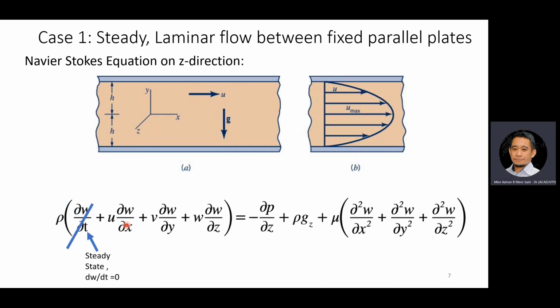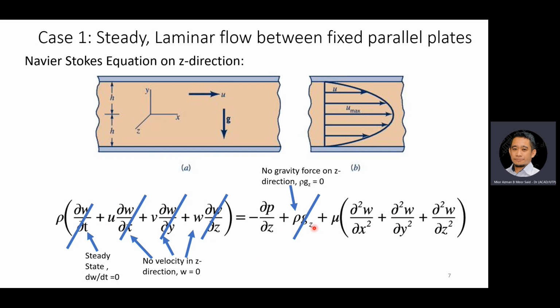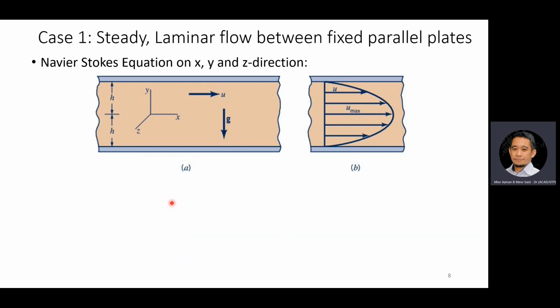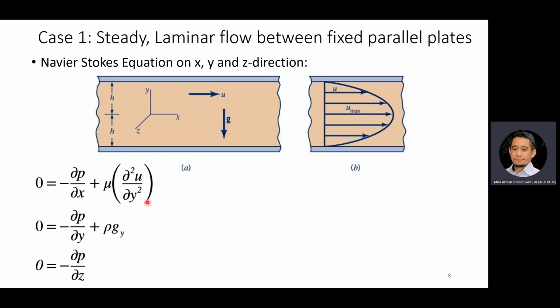Now we apply Navier's expression in the z direction. Steady state equals 0. No velocity in the z direction, w equals 0. No gravity force in the z direction. So we are just left with partial p over partial z equals 0. It means that in the z direction there's no variation in pressure, so we don't have to worry about the z direction. Now we have simplified the lengthy Navier equation into just these three simplified equations.